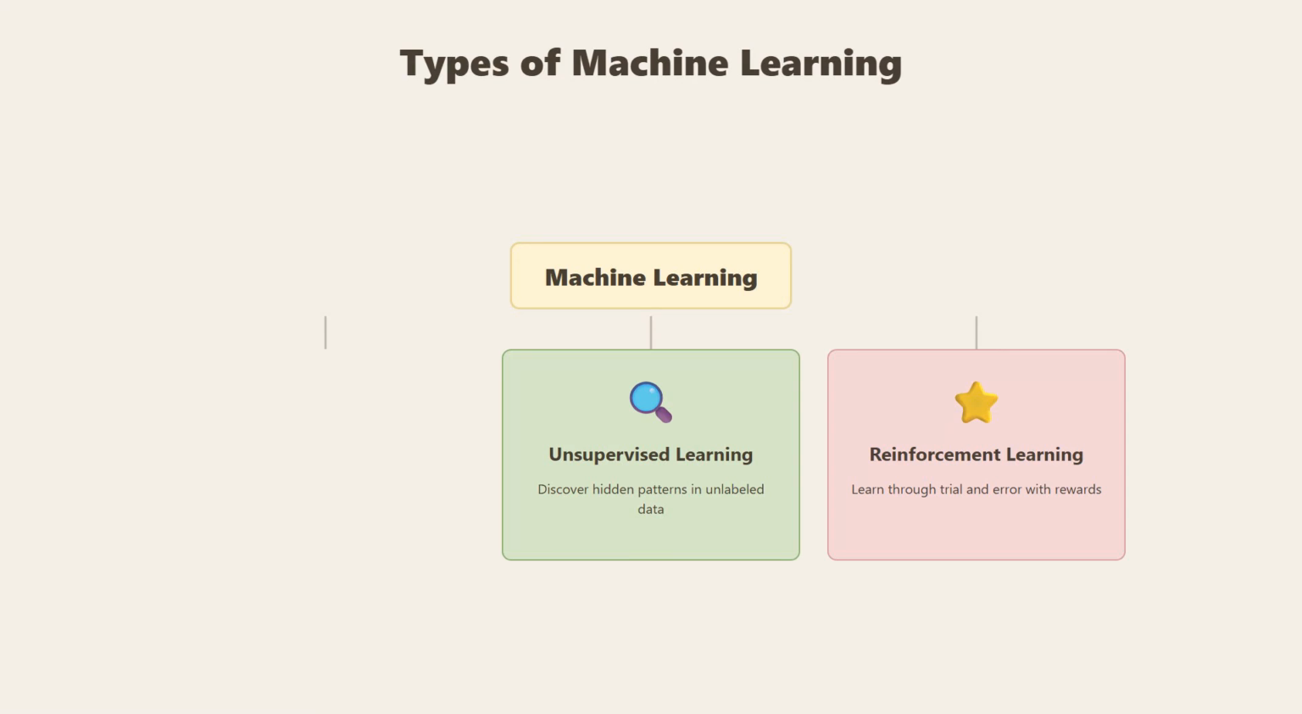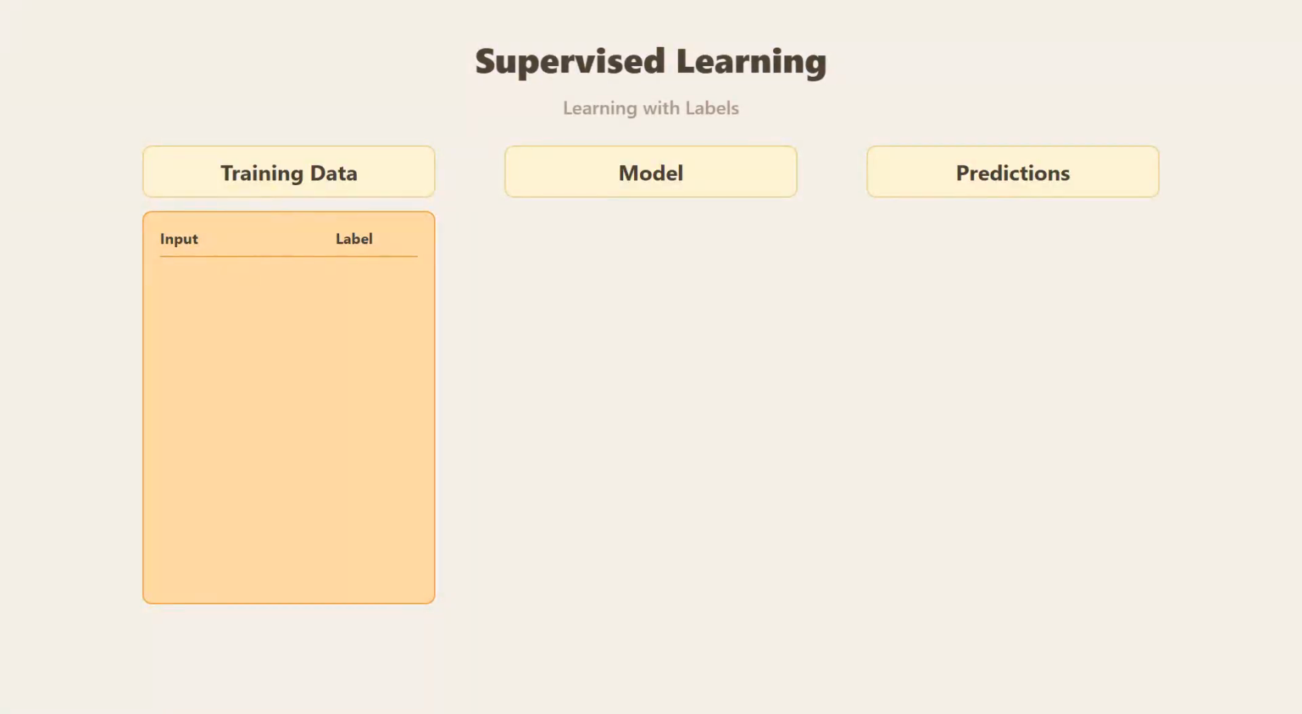Finally, reinforcement learning takes inspiration from behavioral psychology. An agent learns by interacting with an environment, trying different actions, and learning from the rewards or penalties it receives. It's trial-and-error learning at its finest. Understanding these three paradigms is absolutely essential because choosing the right approach depends entirely on your problem type and the data you have available.